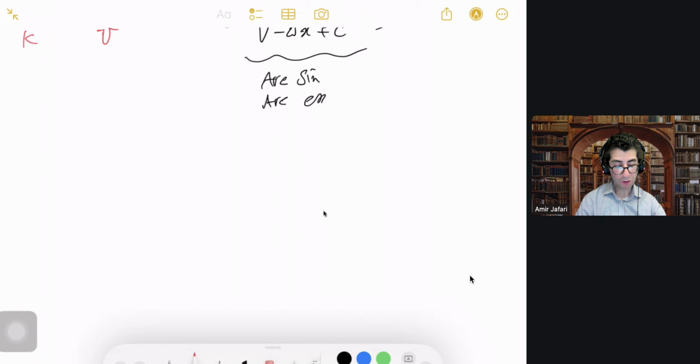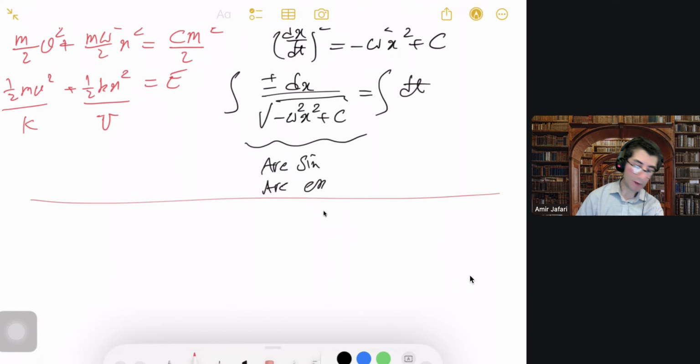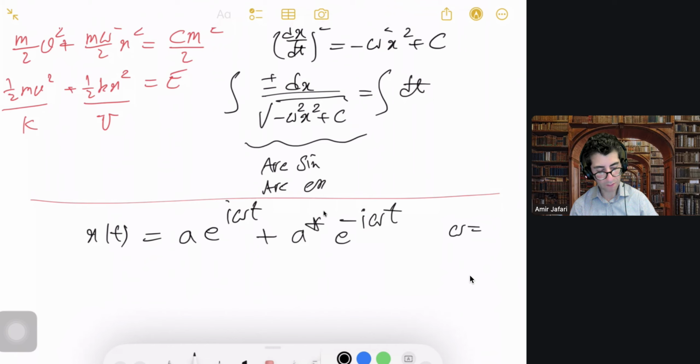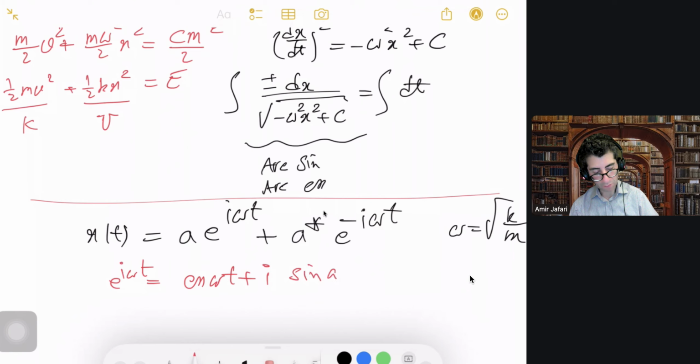Now, if you, as I said, know enough about Euler's formula and complex numbers, in general you can write x(t) as something like this: A e^{iωt} plus another constant, A star, e^{-iωt}, just constants here. Omega is the angular frequency, and remember, e^{iωt} is cosine ωt plus i sine ωt, and i is obviously the complex number.